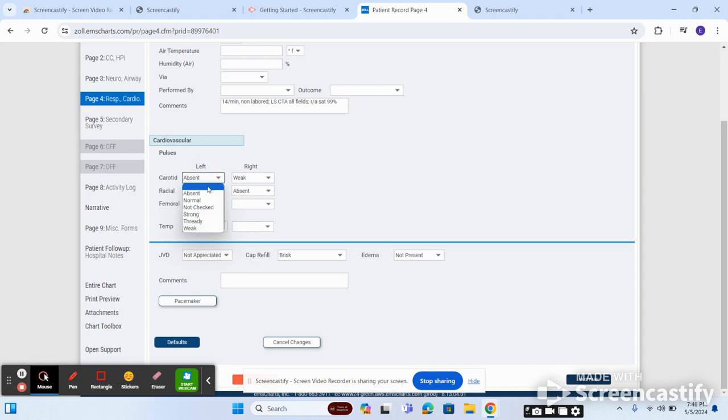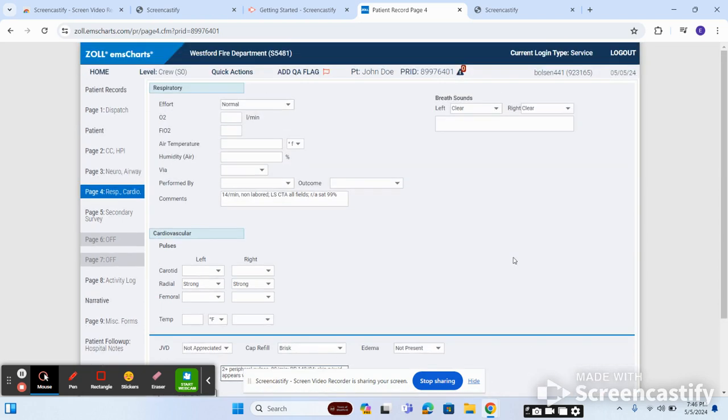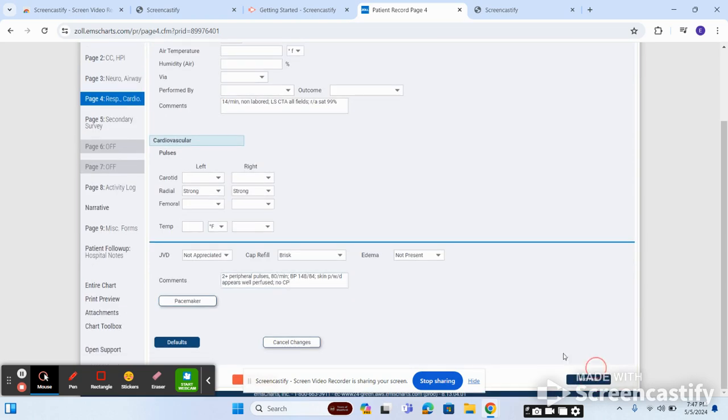So for this stroke guy, because he's going to be a little hypertensive, we'll say that he's got good strong pulses here. It defaults to no JVD, brisk cap refill time, and there's no appreciable edema. Here you can write 2+ peripheral pulses, 80 a minute, blood pressure, we'll say 148/84. Skin pink, warm, dry, appears well perfused. No chest pain. Done. Okay, so that's our respiratory and cardiovascular.